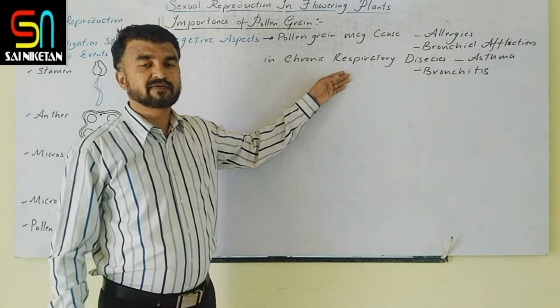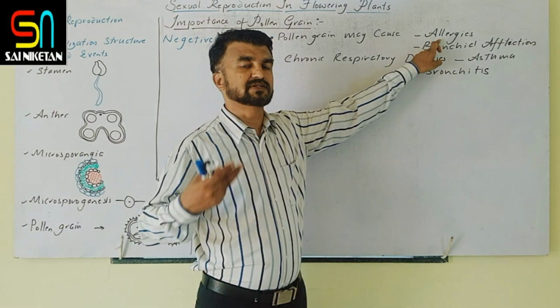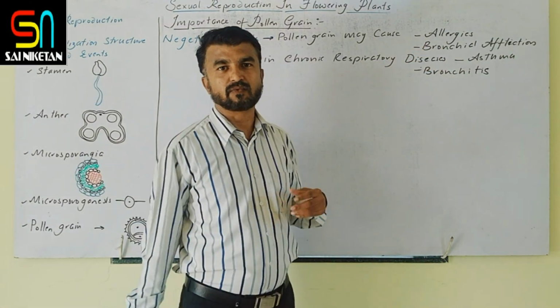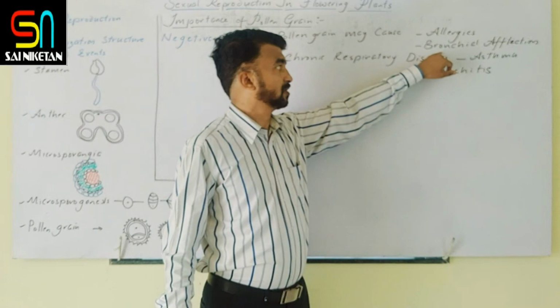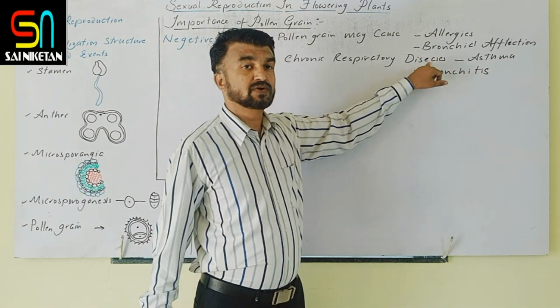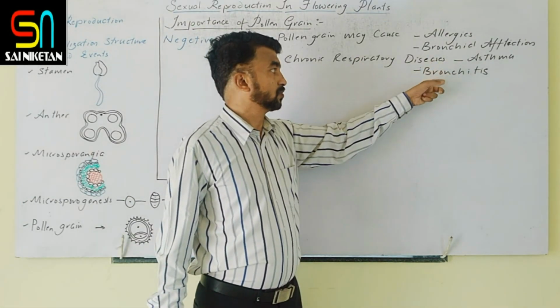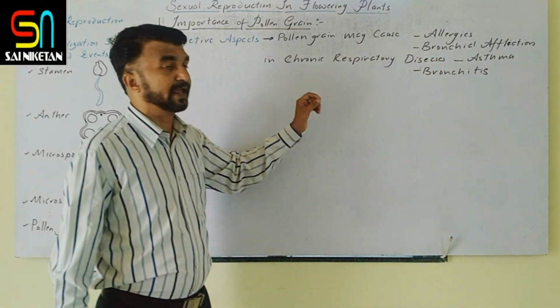If pollen grains enter the respiratory tract, they will cause allergy, sneezing, running nose and watery eyes. Bronchial affliction means swelling of the bronchus. There are also chronic respiratory disorders such as asthma, and even bronchitis. This is a negative aspect.